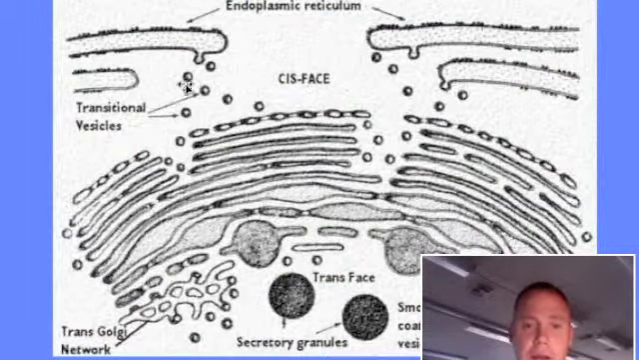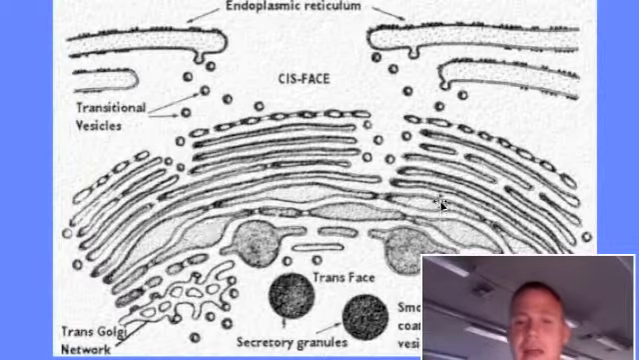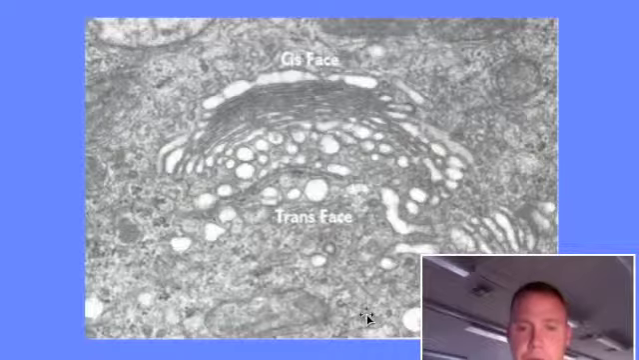Here's my endoplasmic reticulum. And keep in mind that there can be both a smooth endoplasmic reticulum and a rough endoplasmic reticulum. Well, on the cis face, the receiving face of the Golgi apparatus, these little vesicles get received, concentrated, packaged, and then actually are exported off the trans face. Here's a view of the Golgi under an electron microscope.